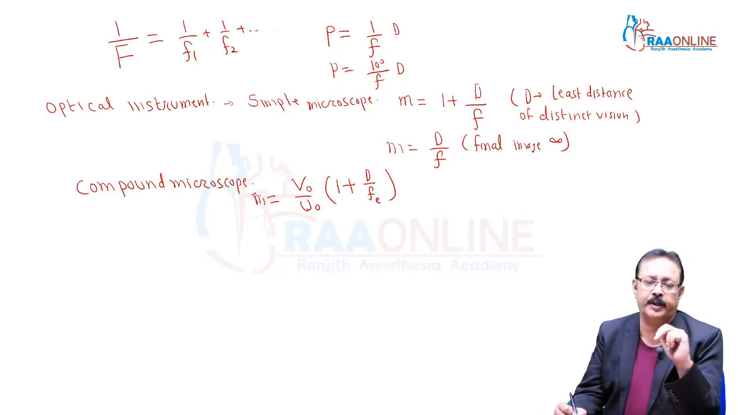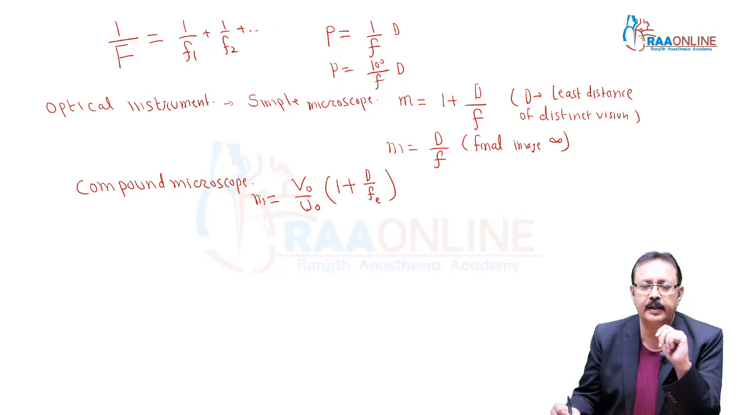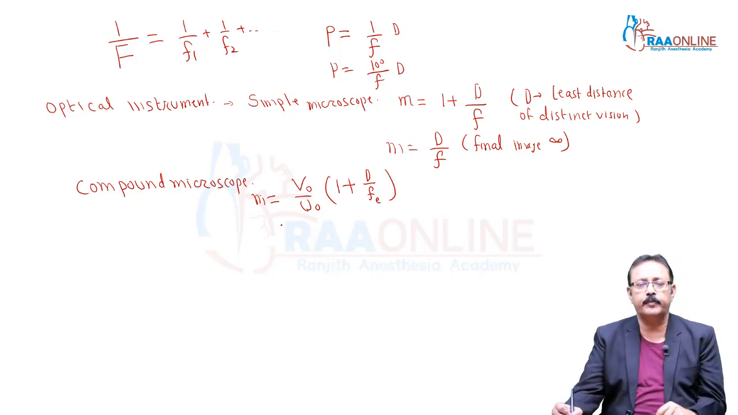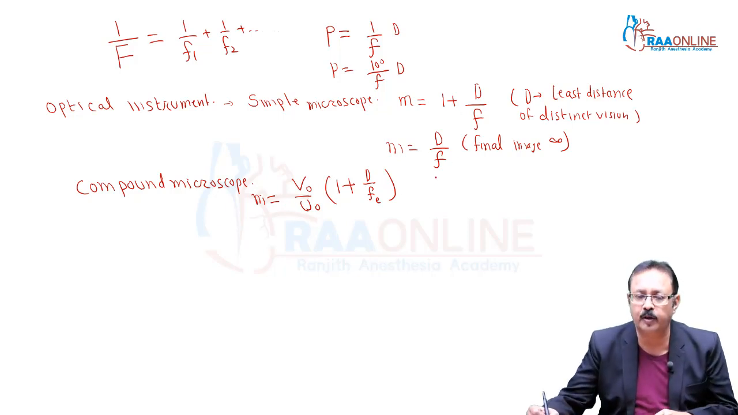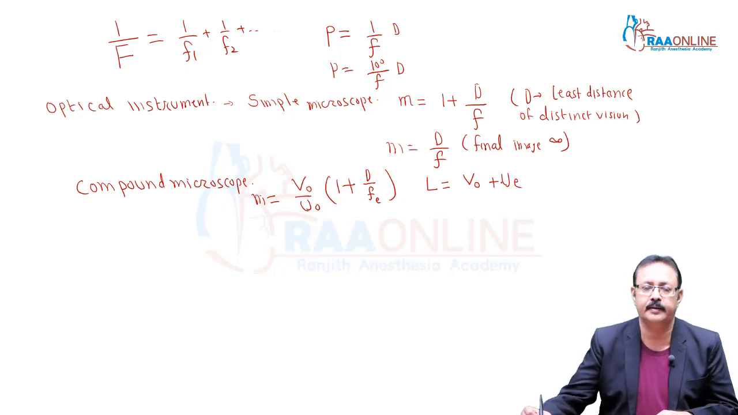Means double magnification is there. Objective lens, simple magnification V by U. For eye lens, it is behaving like a simple microscope. So you are getting this formula. And the tube length of the microscope, it means the distance of object from objective, VO plus UE. It is known as tube length.